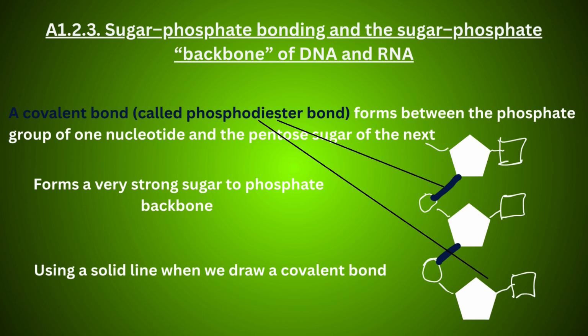To connect nucleotides, a covalent bond forms between the phosphate group of one nucleotide and the pentose sugar of the next. This bond is called a phosphodiester bond, and because it's covalent, we draw it with a solid line. This is similar to how we draw a water molecule: solid lines for covalent bonds and dashed lines for hydrogen bonds.